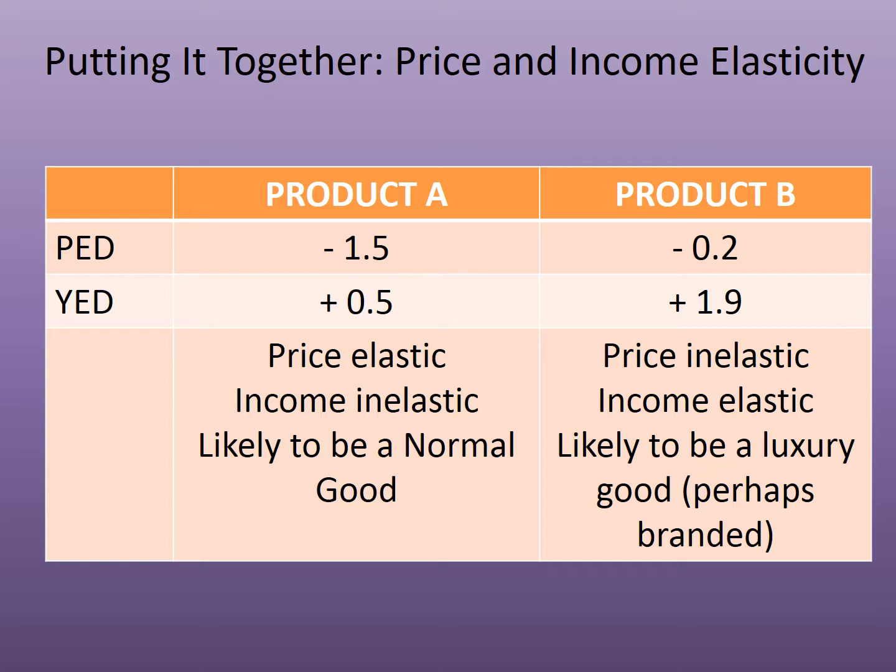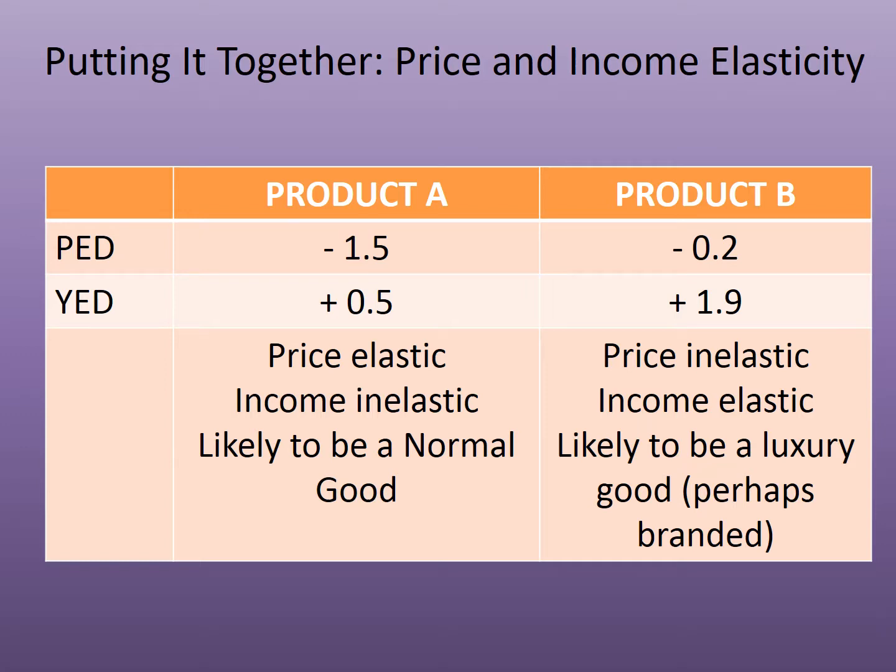And then we look at the YED, which is plus 0.5. So the plus means that it is a normal good, right? Or potentially a luxury good, but it's quite low. So we'd probably say it's a normal good. And it is income inelastic. So in other words, if your income changes up or down, you are still likely to buy it.